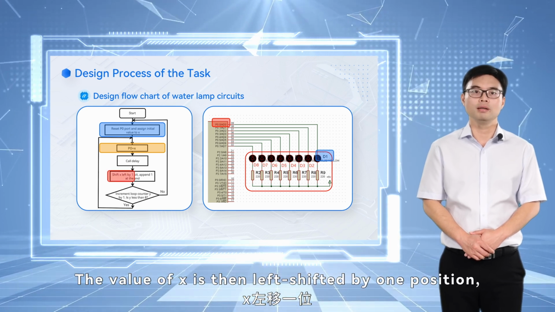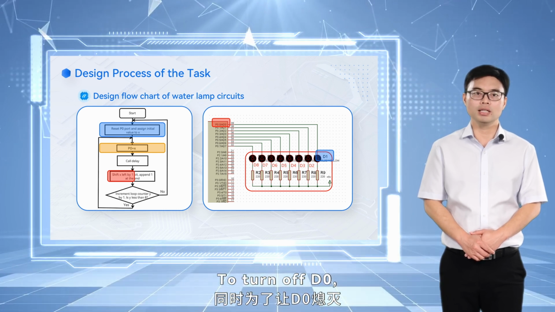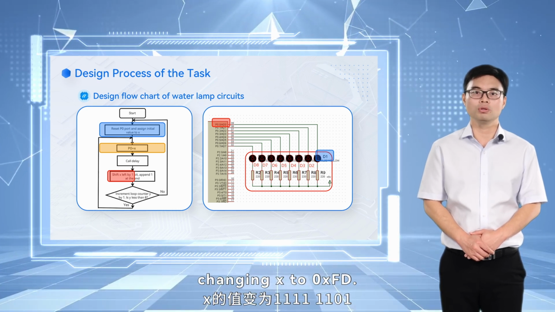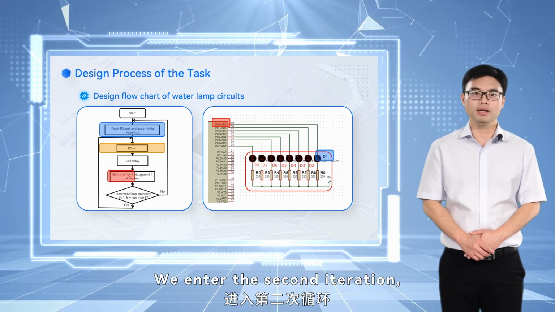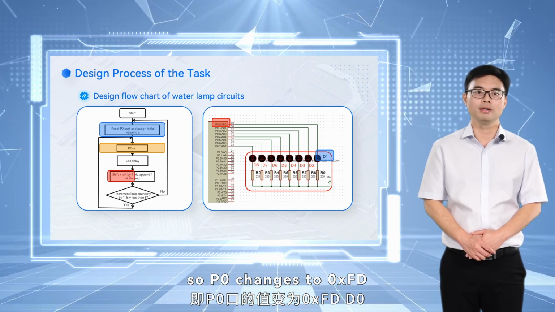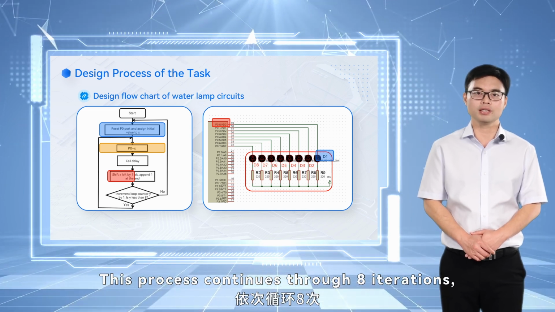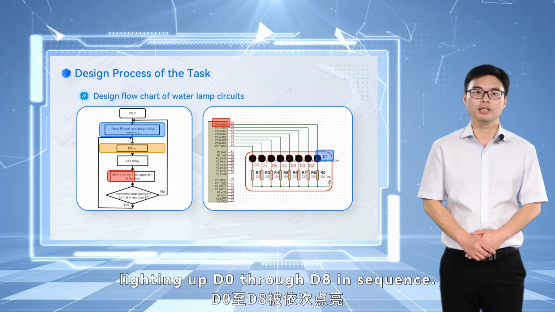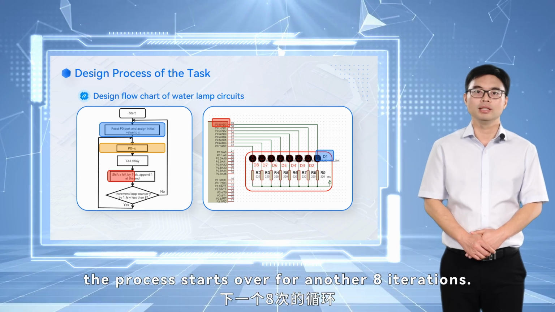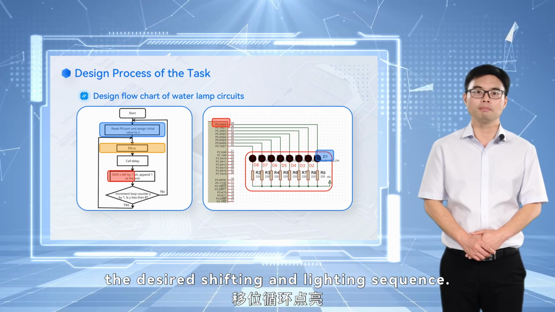The value of x is then left shifted by 1 position, resulting in 0xFC. To turn off D0, we perform an increment operation on the shifted data, changing x to 0xFD. We enter the second iteration, setting the value of P0 to x, so P0 changes to 0xFD and D0 turns off while D1 turns on. This process continues through 8 iterations, lighting up D0 through D7 in sequence. After completing these 8 iterations, the process starts over for another 8 iterations. This accomplishes the desired shifting and lighting sequence.